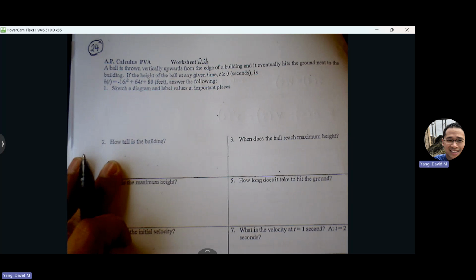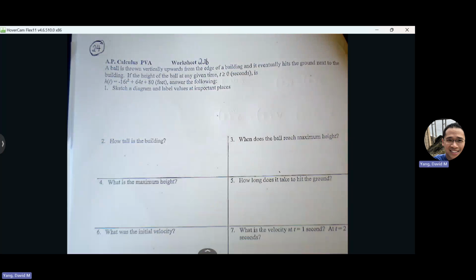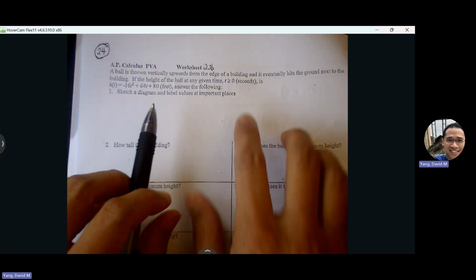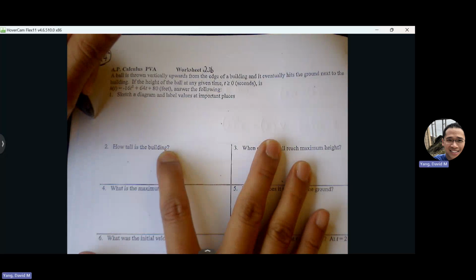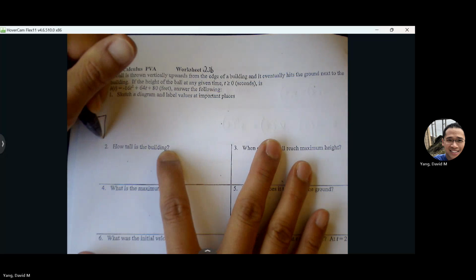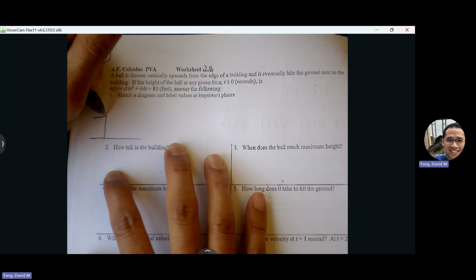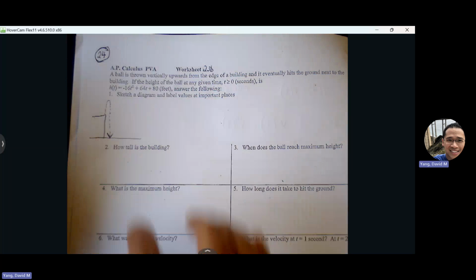Okay, let's read through this word problem, and then we're going to answer all these questions based off the scenario. A ball is thrown vertically upward from the edge of a building. Let's say this is the edge of the building here, and we're throwing the ball vertically upward, and eventually it's going to hit this peak, and it's going to eventually make its way down, and hit the ground next to the building.